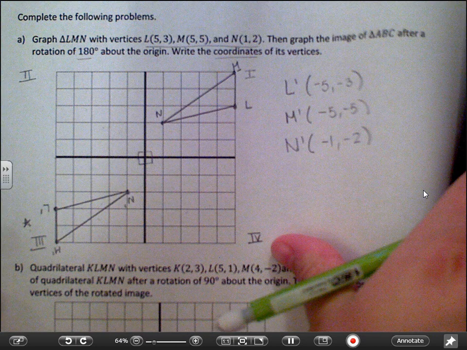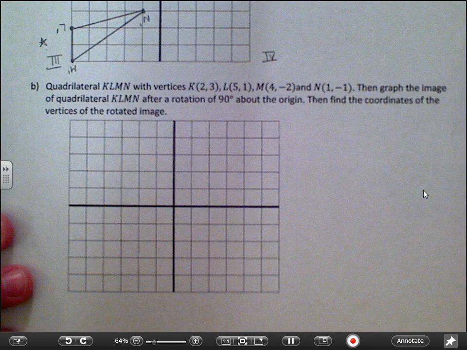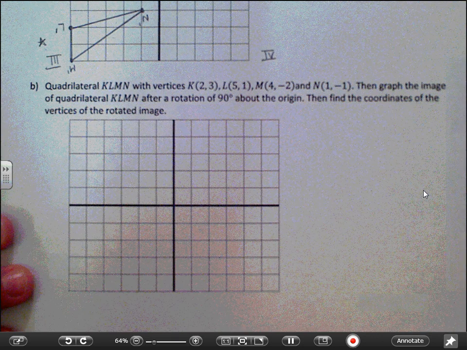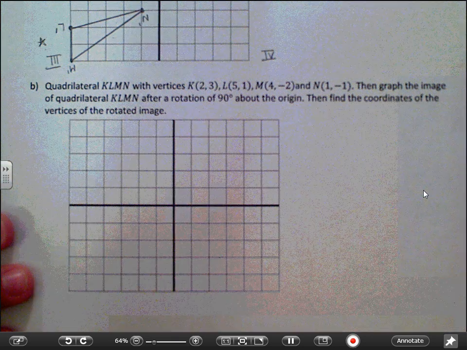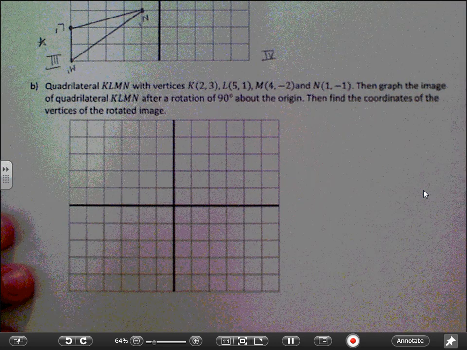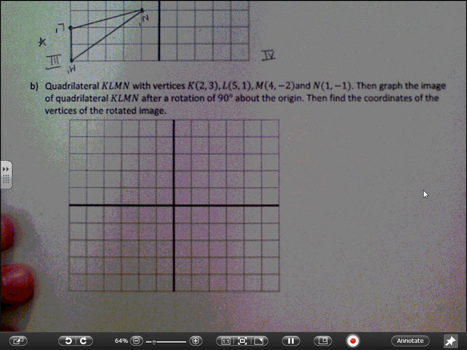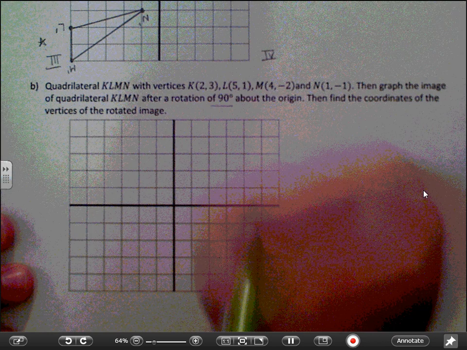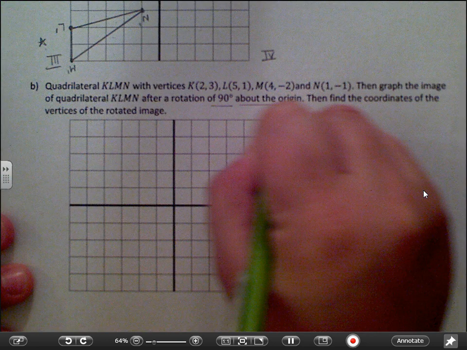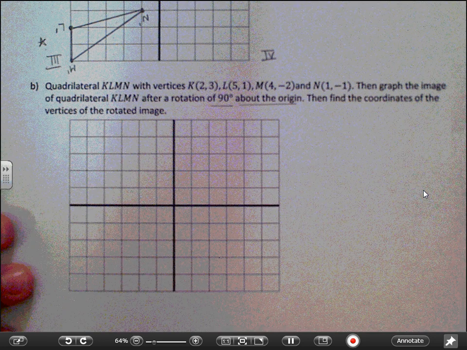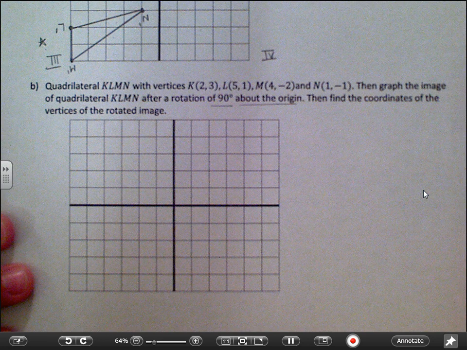Let's take a look at B. Graph quadrilateral KLMN with vertices K(2, 3), L(5, 1), M(4, -2), and N(1, -1). Then graph the image of quadrilateral KLMN after a rotation of 90 degrees about the origin. All this means, these words about the origin, is that your fixed point is at the origin. Then find the coordinates of the vertices of the rotated image.